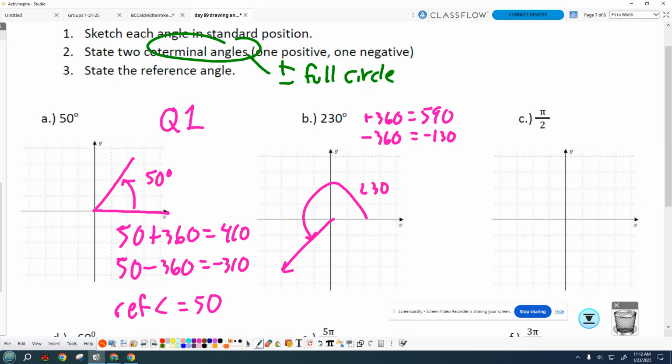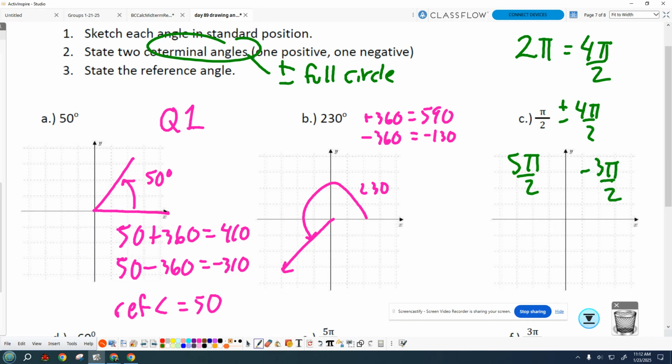To find a coterminal angle, add or subtract a full circle. The first two, we're in degrees, so add or subtract 360. This one is radians, don't give me degrees, I want it in radians. A full circle in radians is 2 pi. I'm gonna do a common denominator, and I'm gonna add and subtract the full circle in radians. So one coterminal angle is 5 pi over 2. The negative one is negative 3 pi over 2.